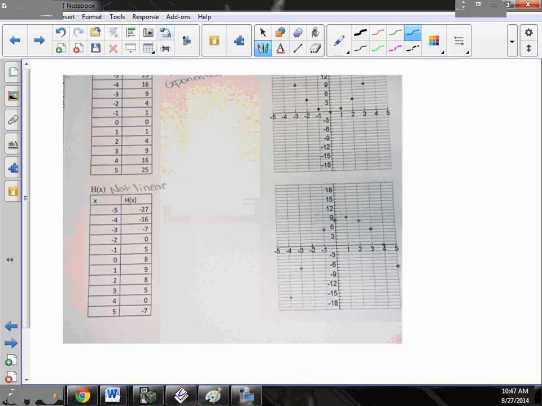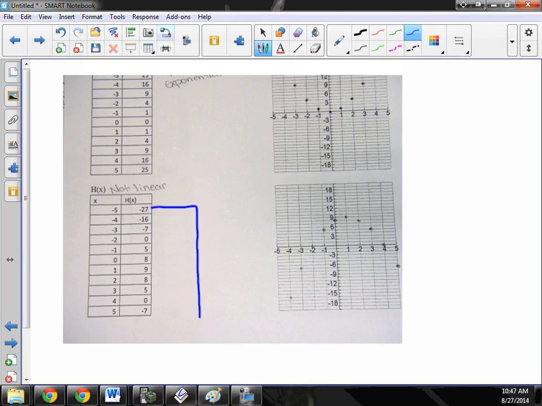obviously not linear, obviously not exponential. Let's test to see if it's quadratic. So we need to calculate first differences. How do you get from negative 27 to negative 16? You add 11. So plus 11. How do you get from negative 16 to negative 7? Add 9, add 7, add 5, add 3, add 1.